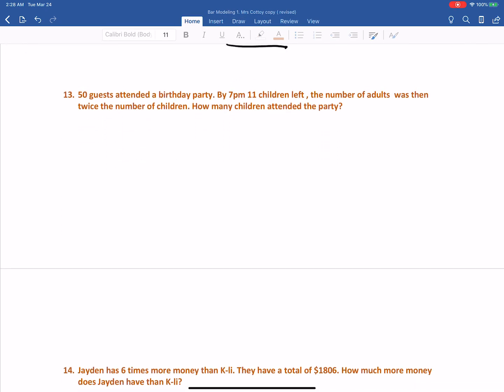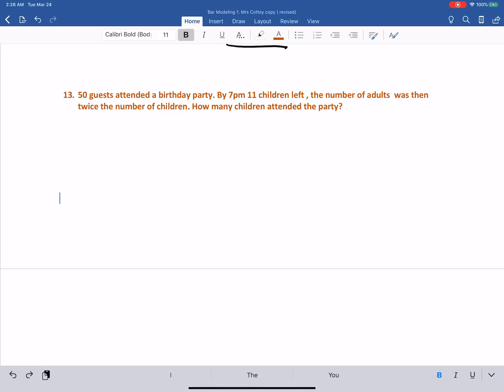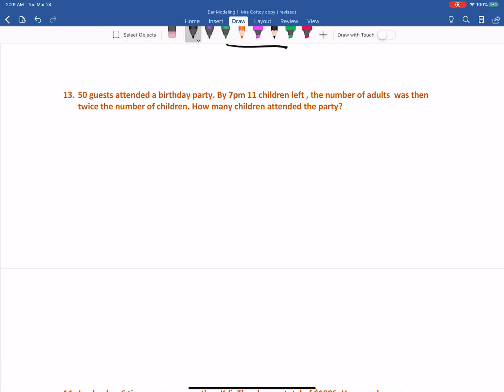Right. So let me send the next question down so you don't get distracted. 50 guests attended a birthday party. So the total is 50. The total is 50 guests. By 7 p.m., 11 children left. The number of adults was then twice the number of children.